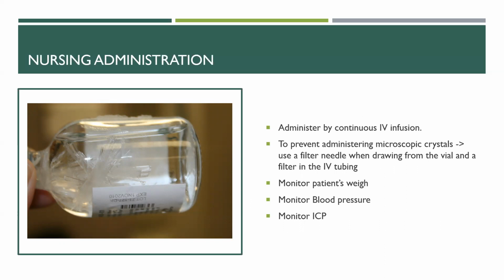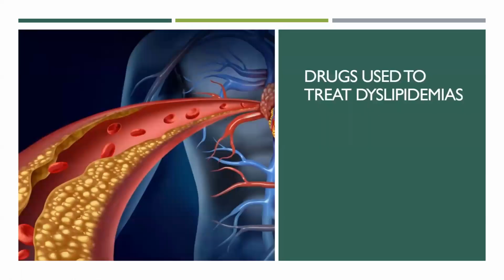And that's because mannitol crystallizes. So as you can see on here, if you leave mannitol, it can crystallize. It's the same thing that happens when it falls out of the actual tube or out of the actual infusion bag. You can see it crystallize. You want to monitor the patient's weight, blood pressure, and their ICP.